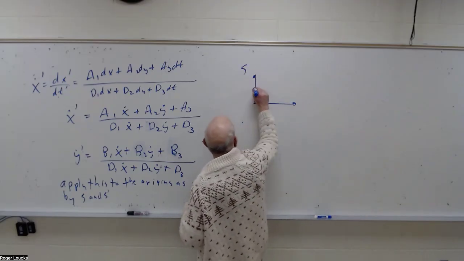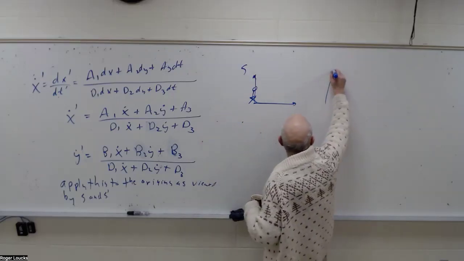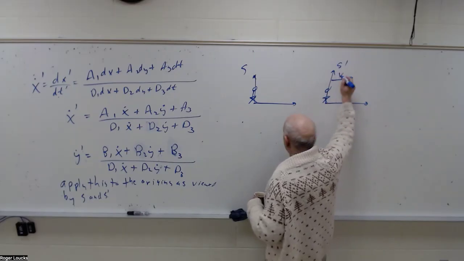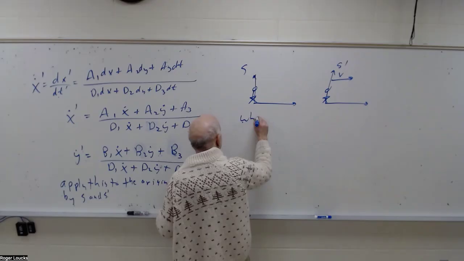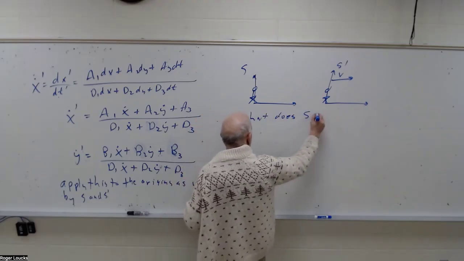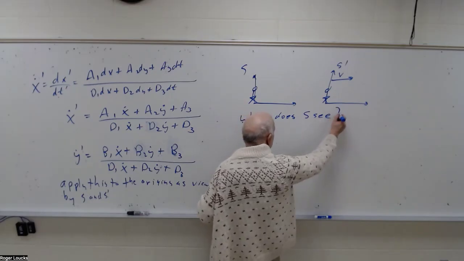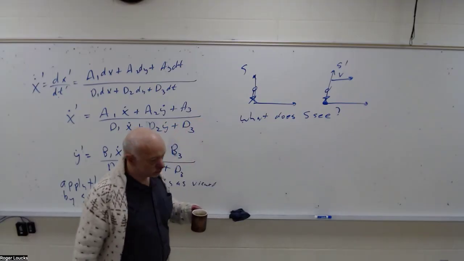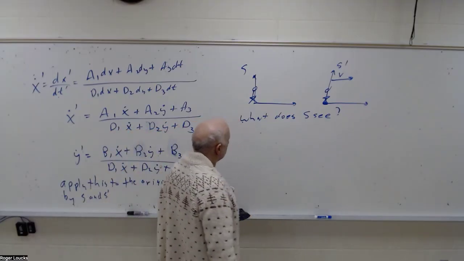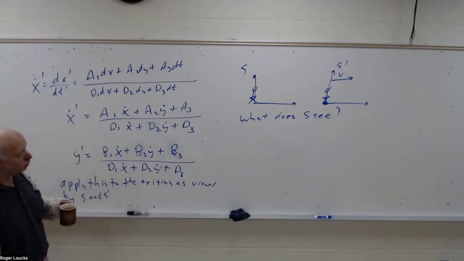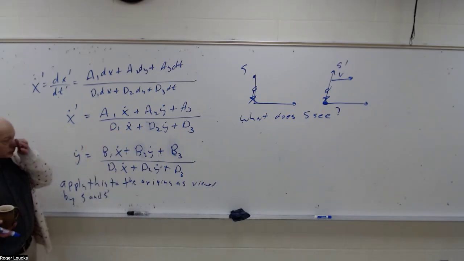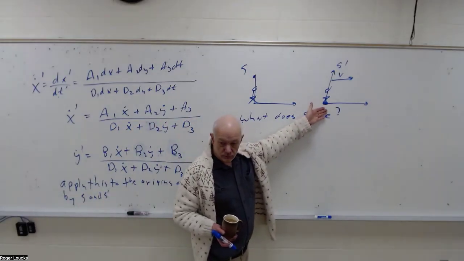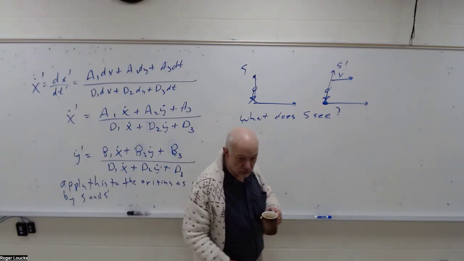Okay, so let's do this. Here we are in S, and here's my buddy S prime. This is V. What does S see? In other words, we're going to look at the origin here. If this is a picture, this is the point we're looking at. If you lived here, what would you say the velocity of your origin is?